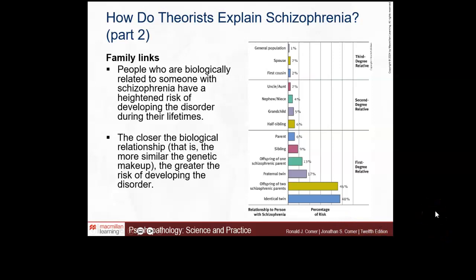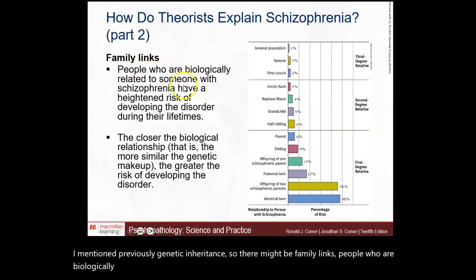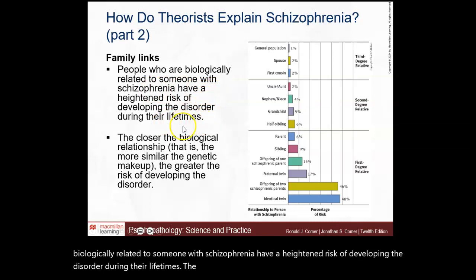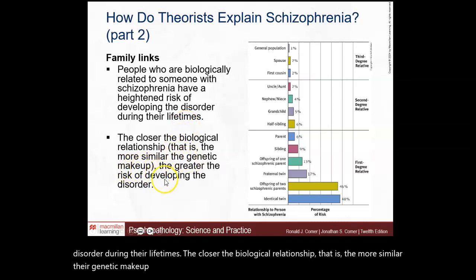I mentioned previously genetic inheritance, so there might be family links. People who are biologically related to someone with schizophrenia have a heightened risk of developing the disorder during their lifetimes. The closer the biological relationship, that is, the more similar their genetic makeup is, the greater the risk of developing the disorder.